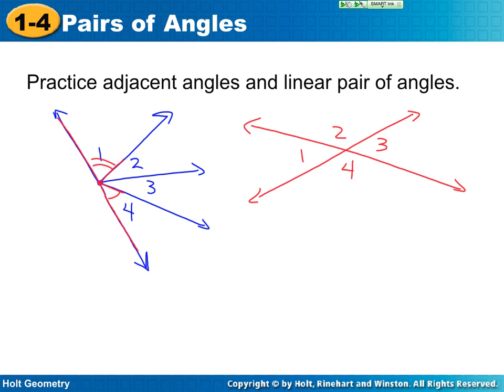They are made up of the same two lines, but they're not either adjacent or a linear pair. How about angles 3 and 4? Yes. They are adjacent and they do form a linear pair also, correct. So there are a lot of linear pairs and adjacents in that one. Okay, grab your marker board.